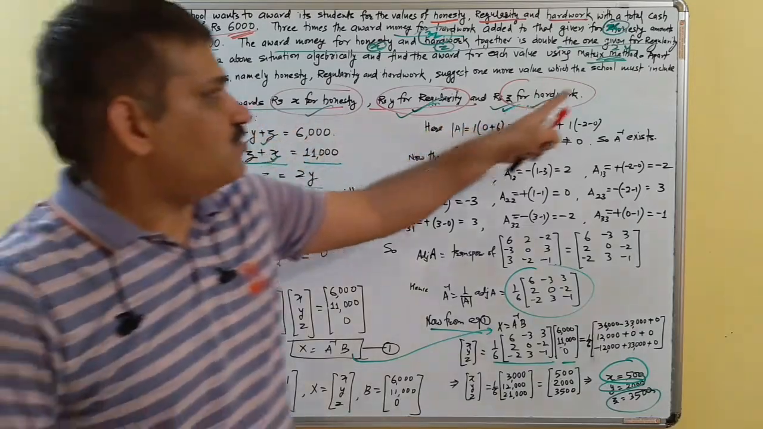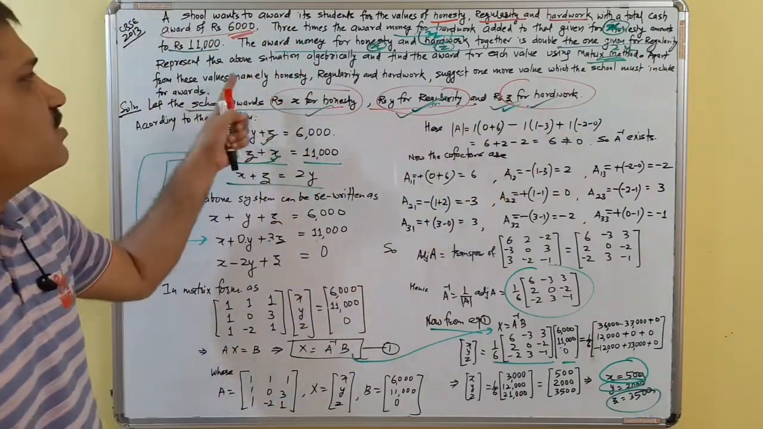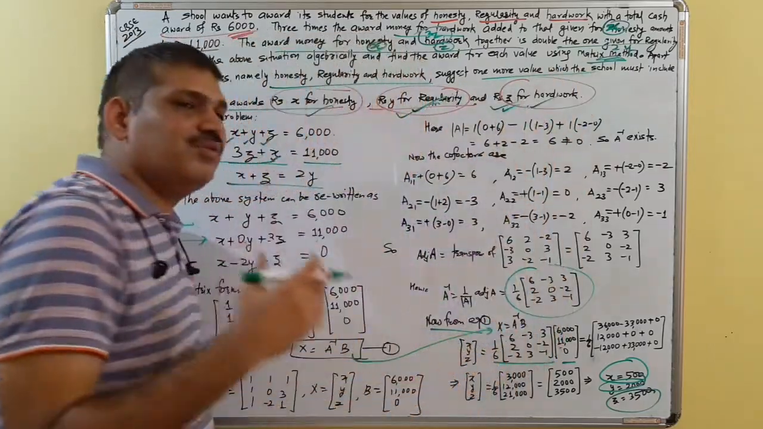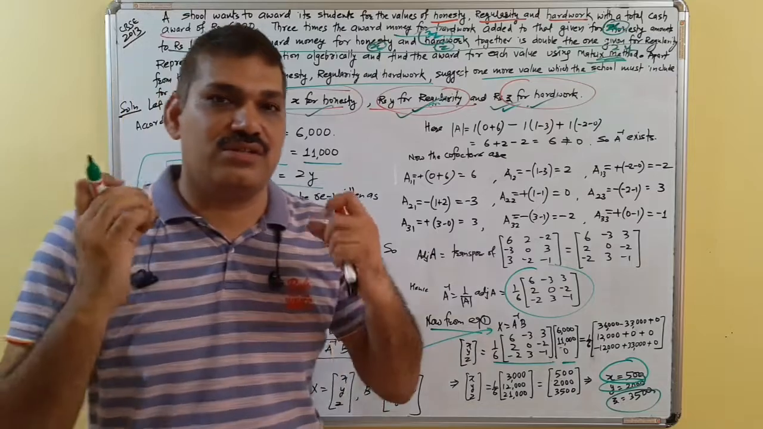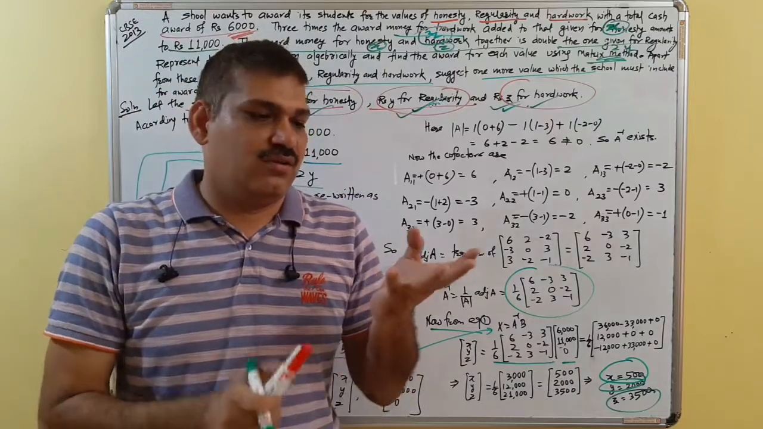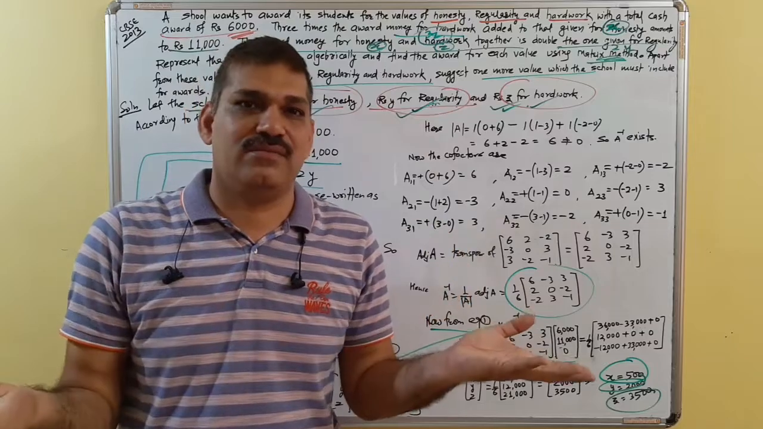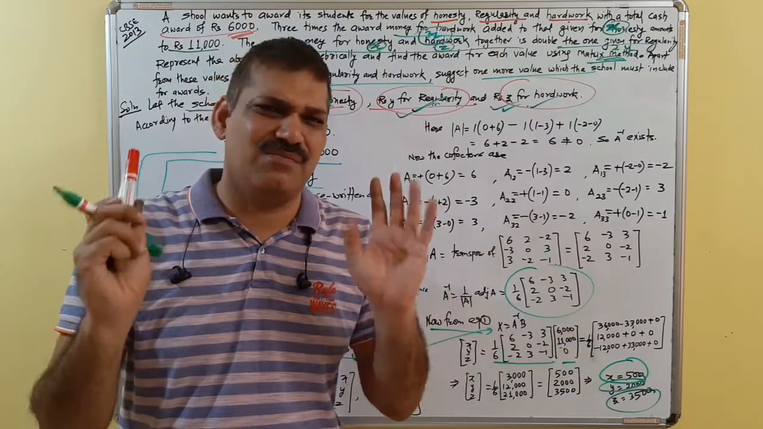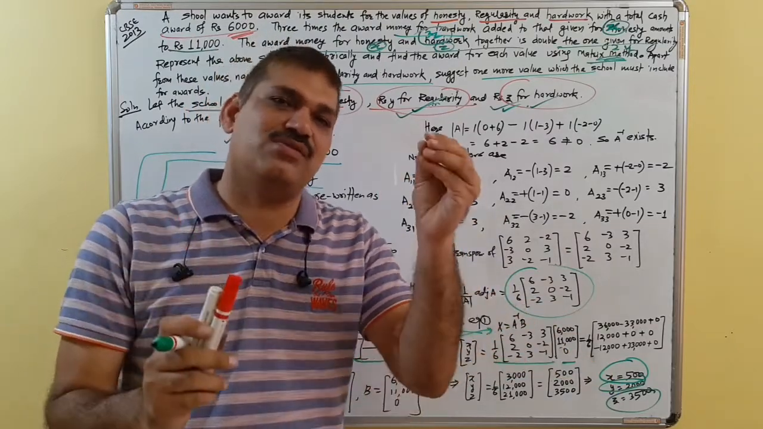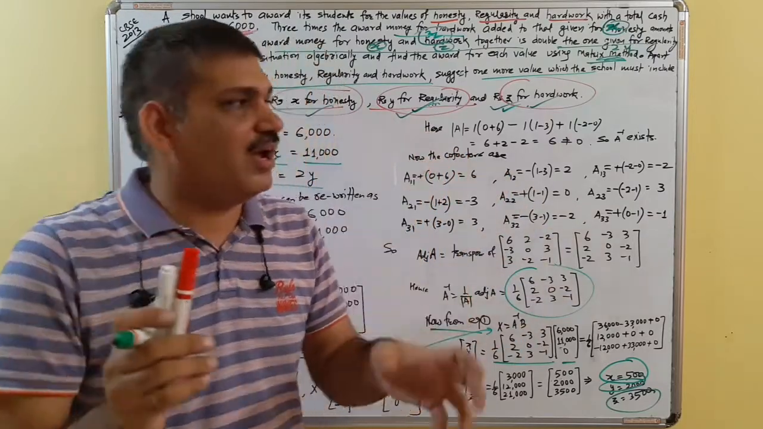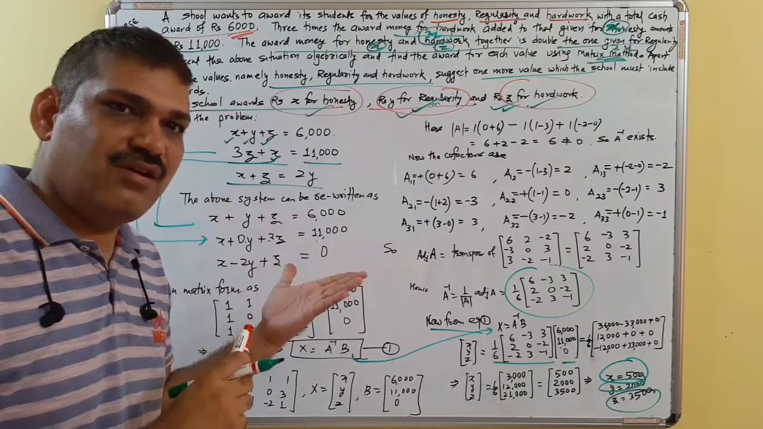Apart from these values, namely honesty, regularity and hard work, suggest one more value. You can suggest any value which comes to your mind. The simplest answer for this kind of question is humanity, manavta, that is the simplest. A list of values is there. You can choose any one of them and suggest it for the award.